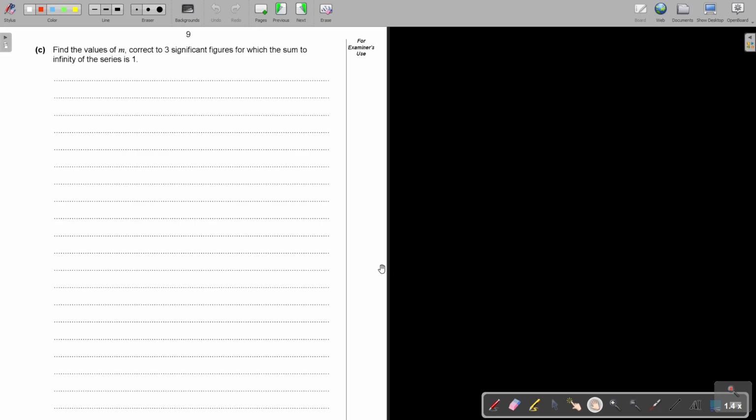Okay, so find the values of m correct to 3 significant figures. If the question is stating something different, because I think it's going to a quadratic, and quadratic is usually 2 decimals, always underline it so that you don't forget it. So it's different from the instructions. For which the sum to infinity, that's the word, sorry, I misread it, of the series is, and don't forget, 1. Sometimes you miss the 1. I don't know why. It's like it's part of a sentence.